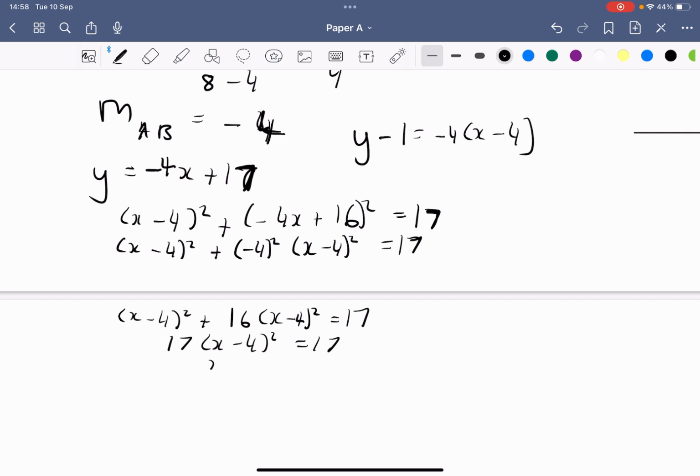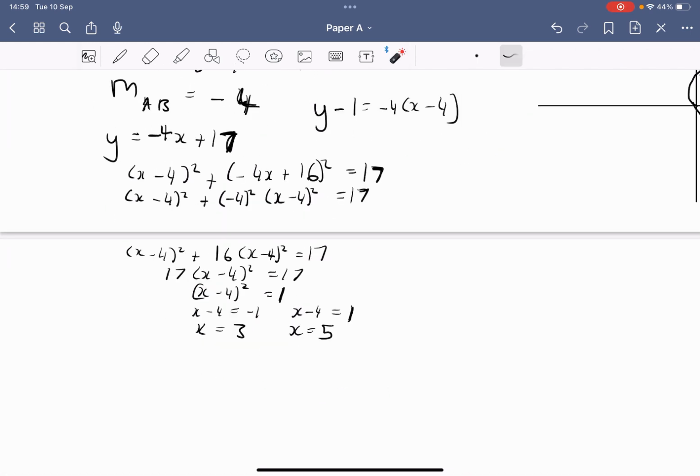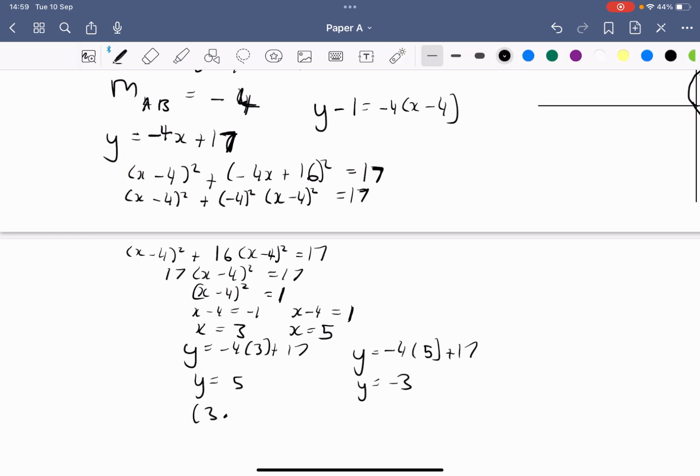Divide by 17, we get x minus 4 squared equals 1. X minus 4 equals minus 1, x minus 4 equals 1. And then x equals 3, x equals 5. Now if I sub in these values of x into this equation, we get our coordinates: 3, 5, and 5, minus 3.